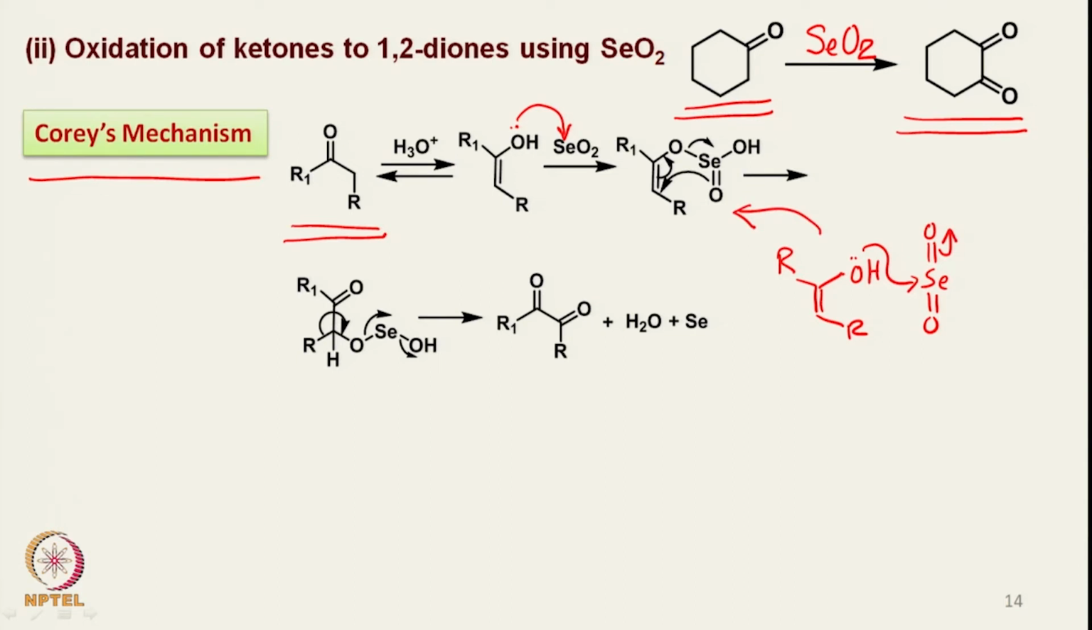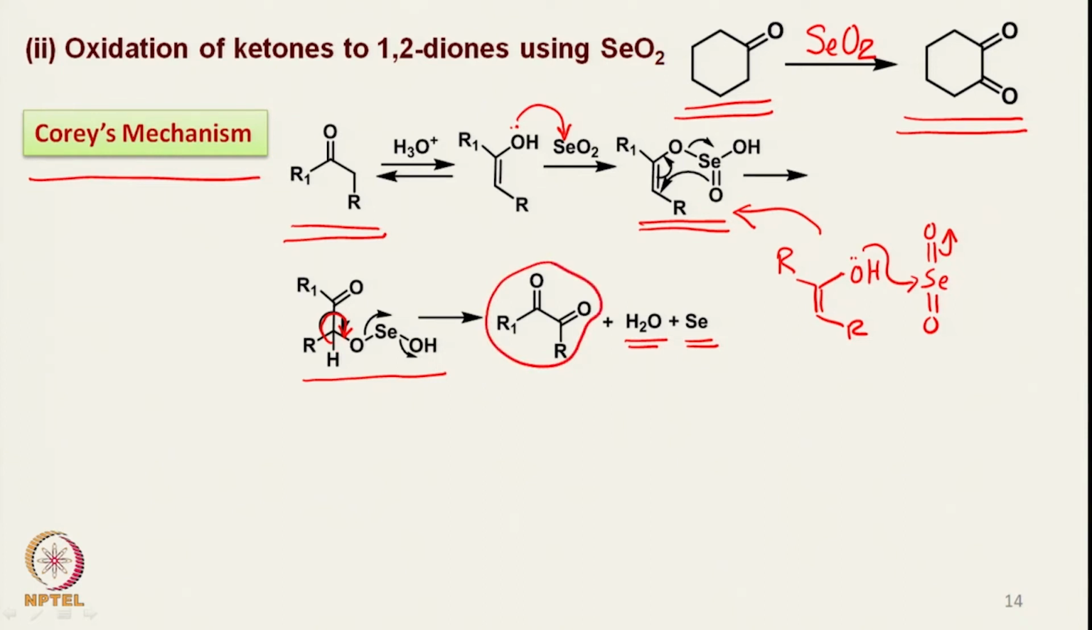and this particular intermediate is formed. Now this intermediate undergoes this type of oxygen transfer to form this intermediate, where what is proposed by Corey is basically a loss of this water and selenium metal. At the same time there is oxidation that is occurring to form this 1,2-diketone.